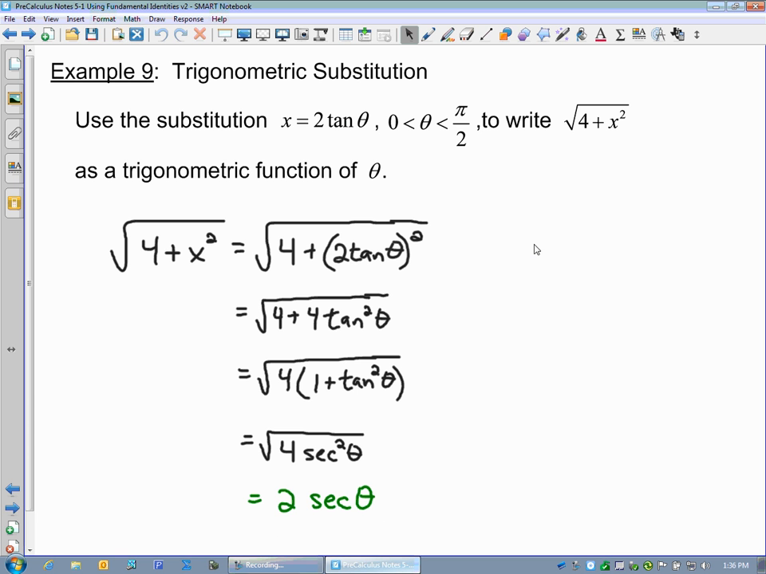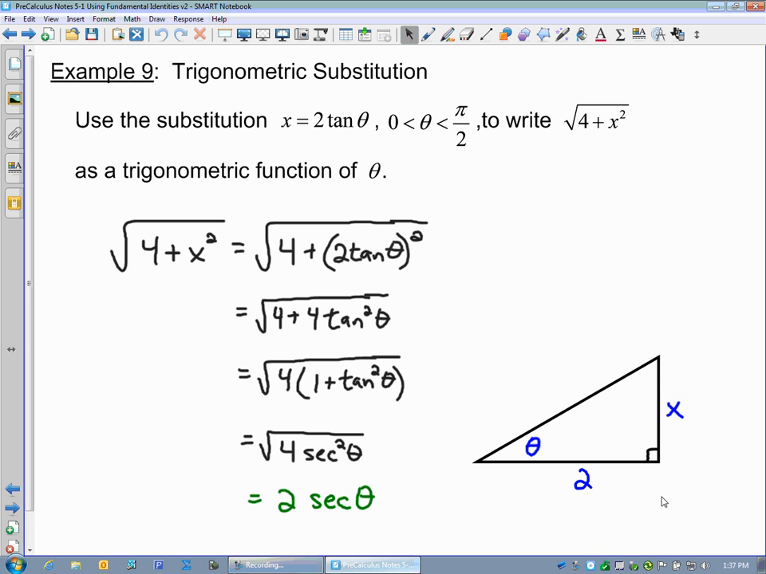Now another way to approach this would have been to use the geometric interpretation. We're going to draw a triangle here. If this triangle with our theta is in the first quadrant, then I'm going to draw my triangle like that. And if this is our theta, then in order for x to equal 2 tangent of theta, if we divide both sides by 2, that means the tangent of theta equals x over 2. One way that I could draw that, since tangent is opposite over adjacent, is that with respect to this theta, my opposite would be x, and my adjacent would be 2.